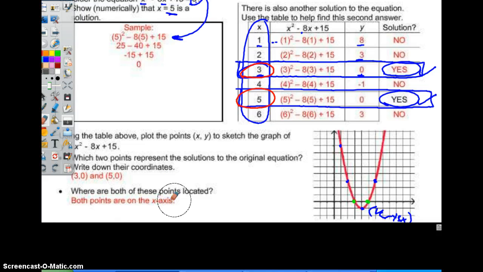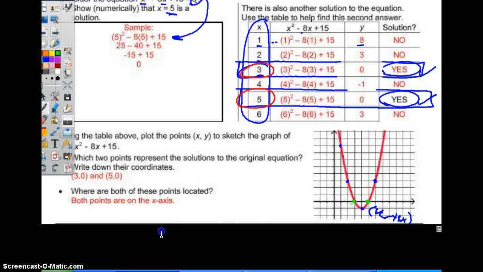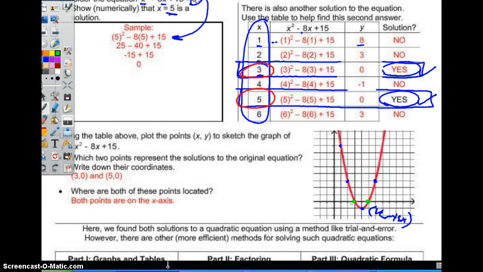And then, of course, both of those are on the x-intercept. So if you're looking in the chart, you look for a 0, okay? If you're looking at the graph, you're just going to look to see where the graph crosses the x-axis, and that will give you your solutions. And notice they're the same. All right.